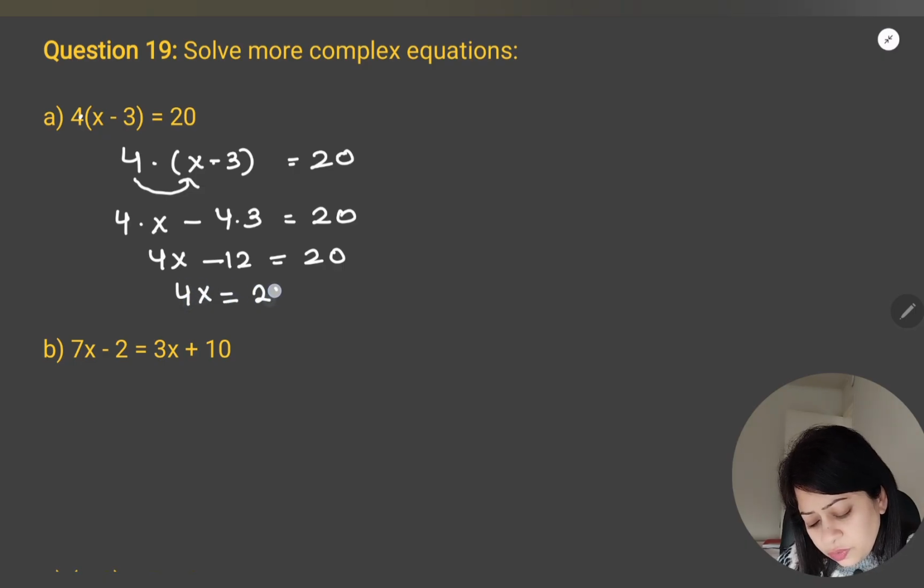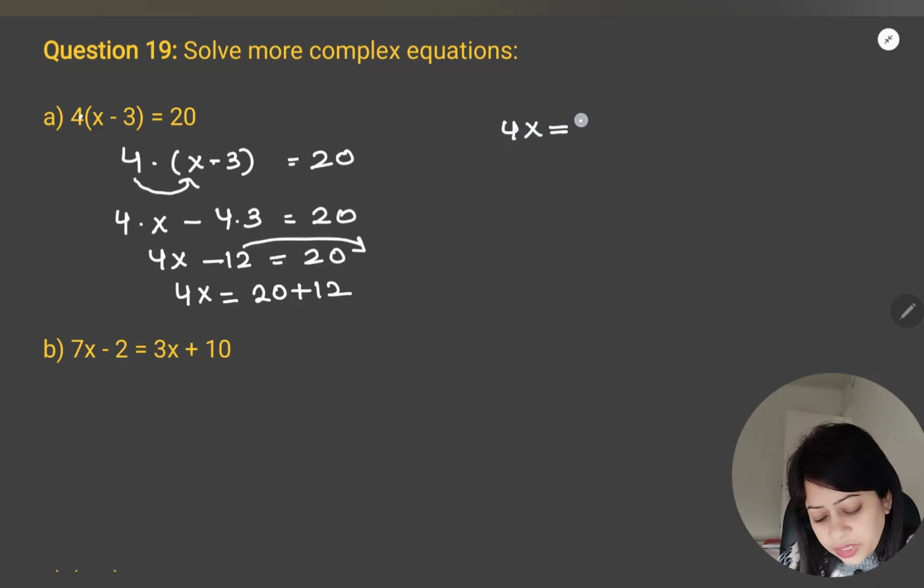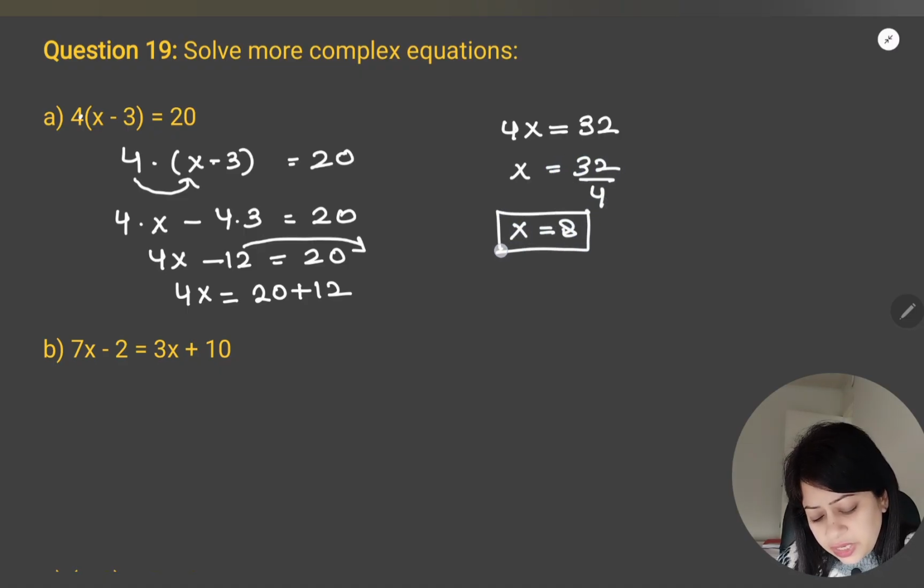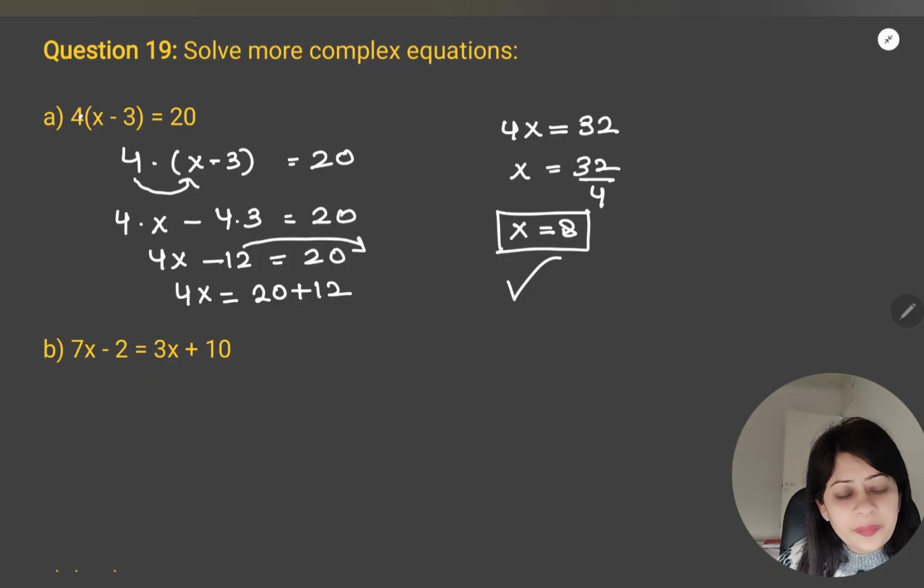4x is equal to that 12 will go to that side, right? So 4 I will write here. 4x is equal to 32. Now 4 will go on that side because x wants to be alone. X is 8. Done. Okay.